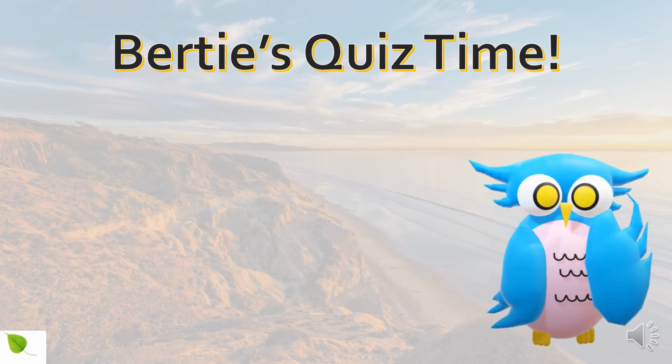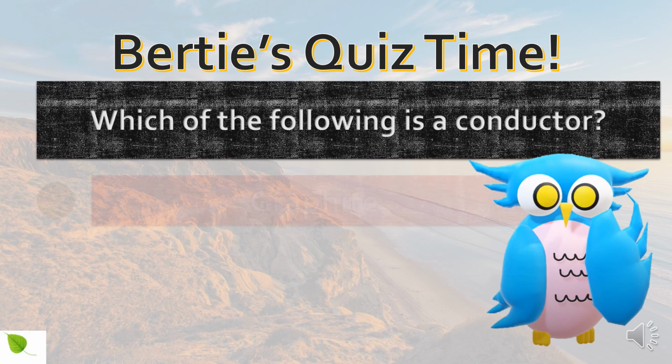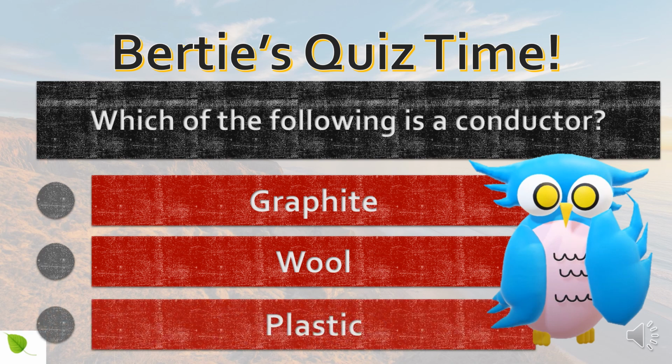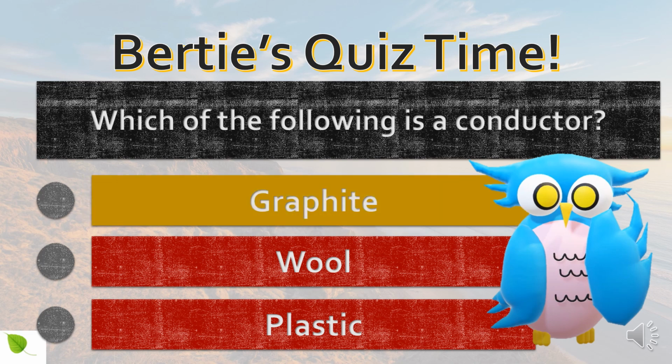It's quiz time! Which of the following is a conductor? A. Graphite, B. Wool, or C. Plastic? Ready with your answer? That's great! Well, the answer is graphite.